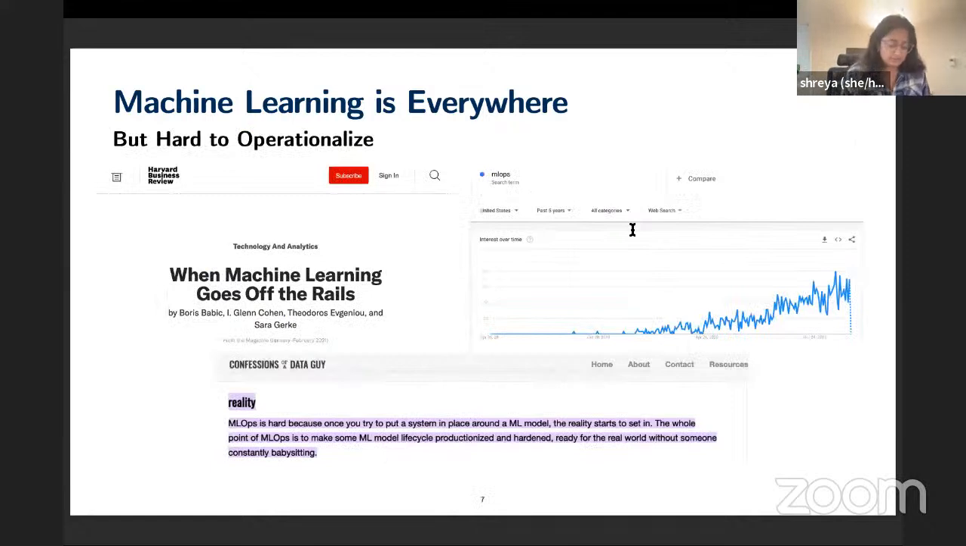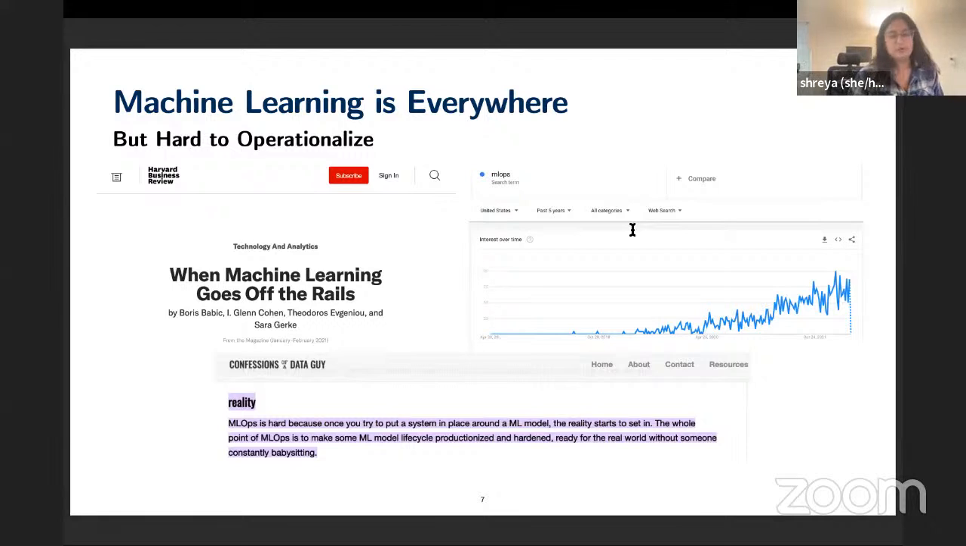But it's really hard to get this kind of observability that I've been talking about. And I really love this quote from a blog post: MLOps is hard because when you try to put a system in place around an ML model, the reality starts to set in. The whole point of MLOps is to make the ML model lifecycle productionized, hardened, ready for the world without someone constantly babysitting.